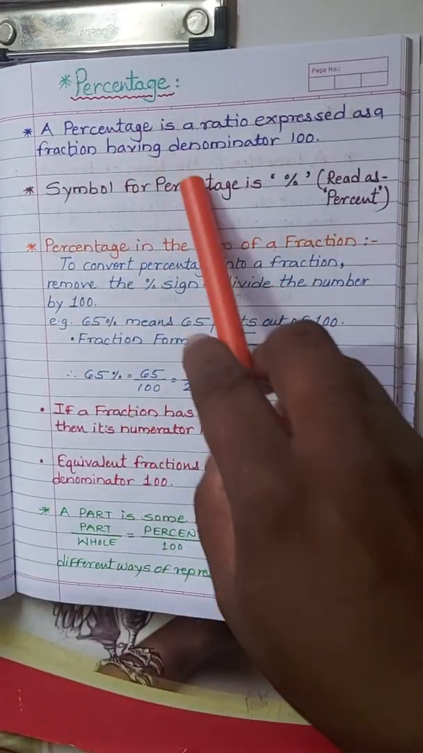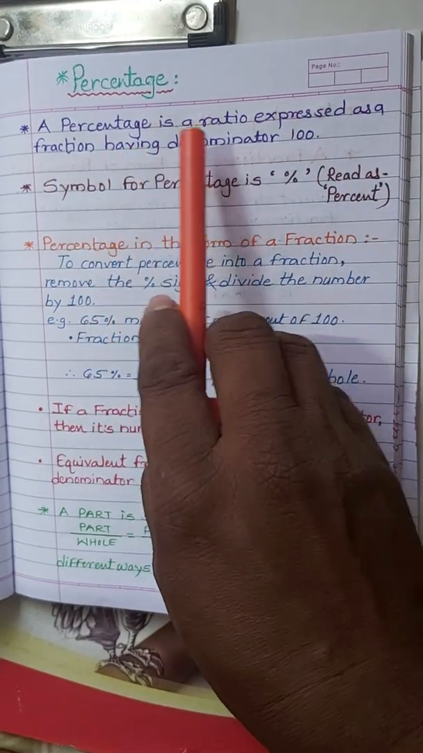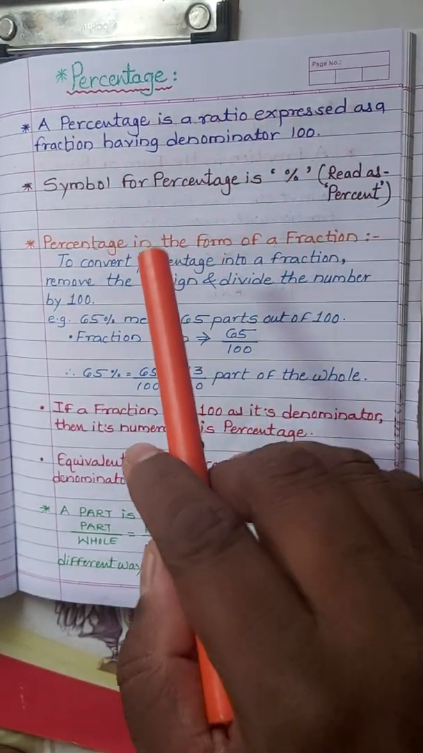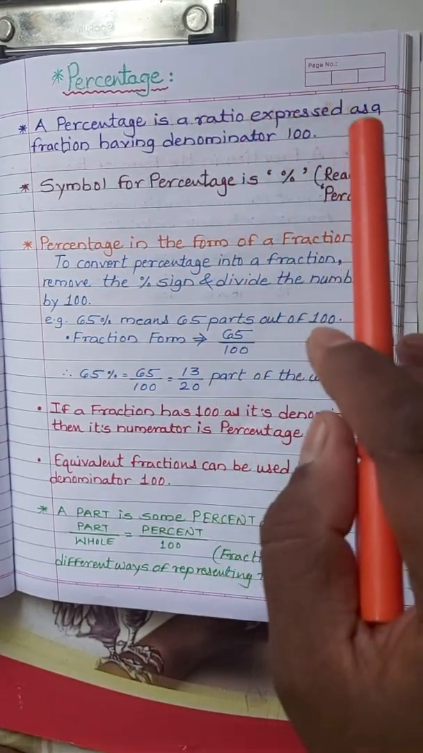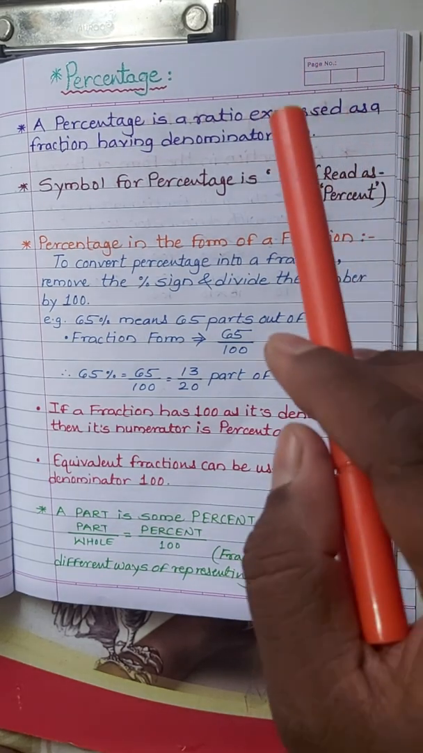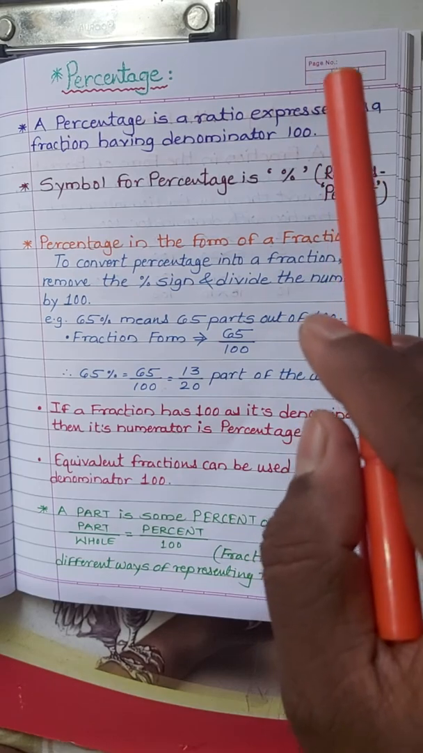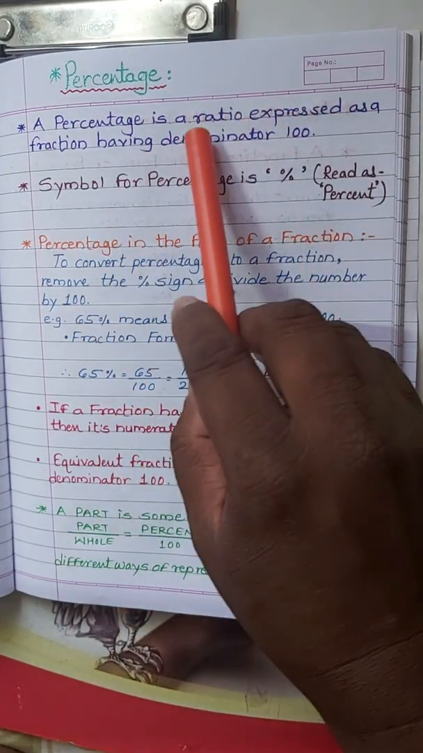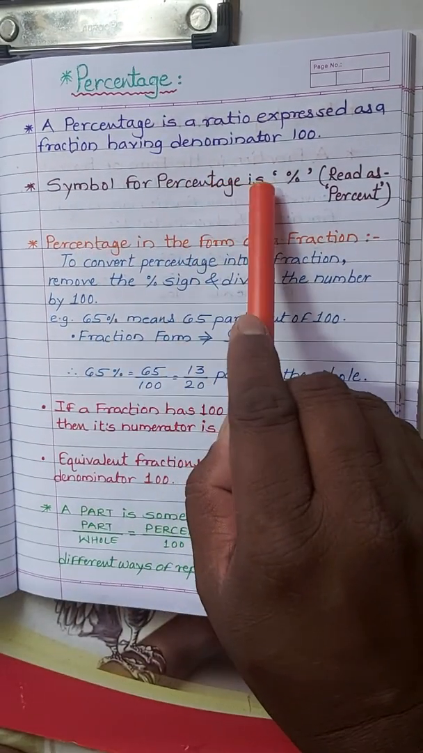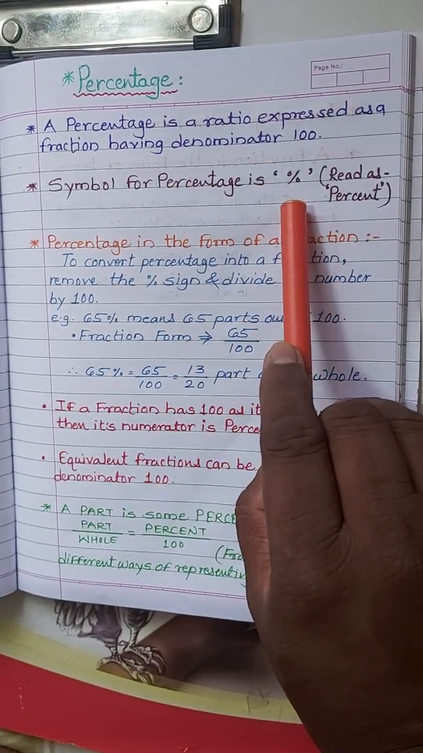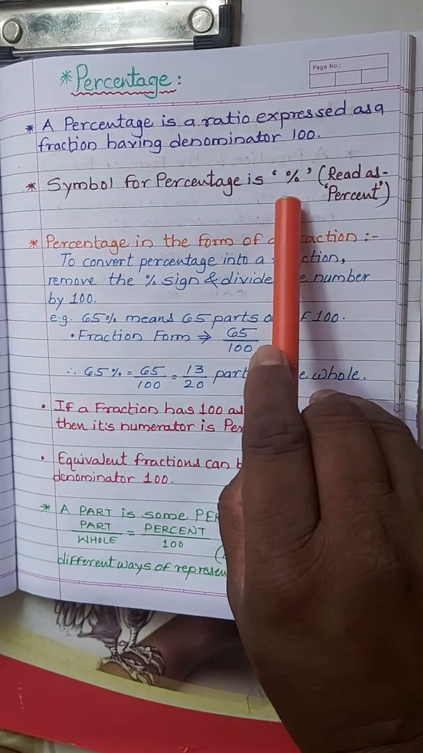A percentage is a ratio expressed as a fraction having denominator 100. It means that when we express a percentage, the given fraction's denominator is 100, because with the help of 100 we are able to find out the percentage. So the denominator should always be 100. Now the symbol of percentage is this, and you have to read it as percent.